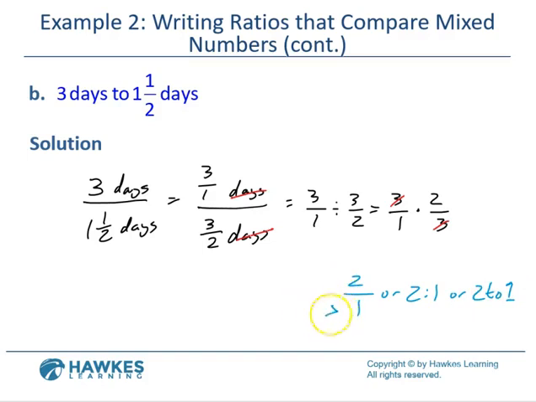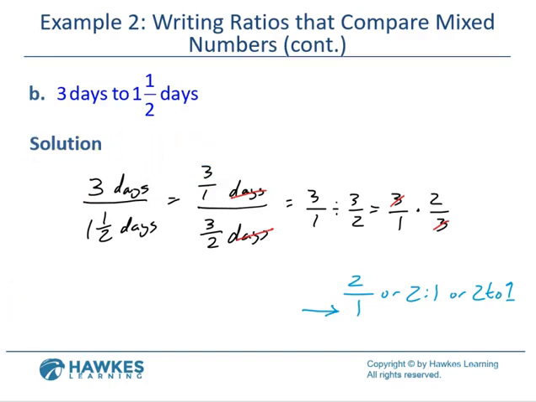But notice I'm not reducing this down to just 2. I can't do that. I have to keep this in this form because this is showing a ratio. This is 2 to 1 days. Basically it's saying 3 days to every 1 1/2 days, and the context of the question depends on what kind of ratio you're talking about.